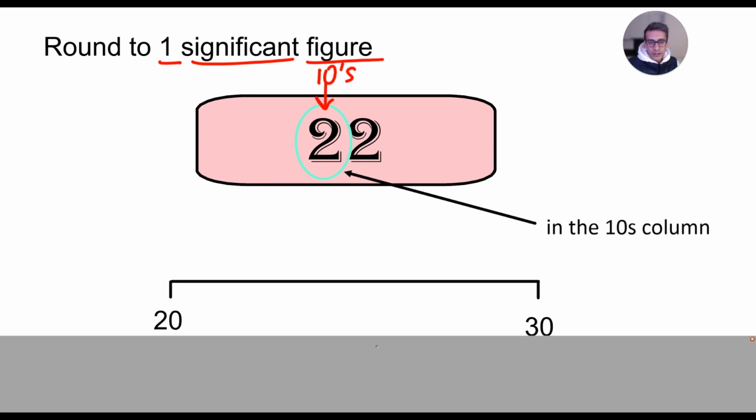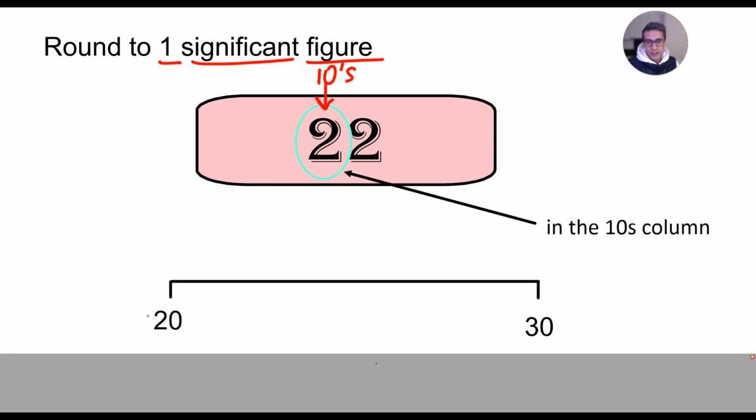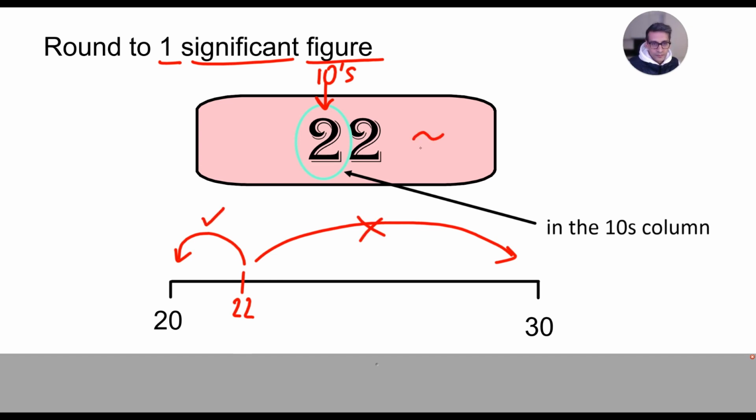Now if you imagine a number line, the closest tens here is going to be between 20 and 30. And 22, this is just a rough sketch, is going to roughly belong here. 22 is closer to 20 rather than 30. So rounded to one significant figure, I'm going to do a wavy line, that means roughly equal to, 22 is roughly equal to 20, to one significant figure. Think of this the same way: find the first significant figure, look at the place value, and then round to what that place value asks you to.